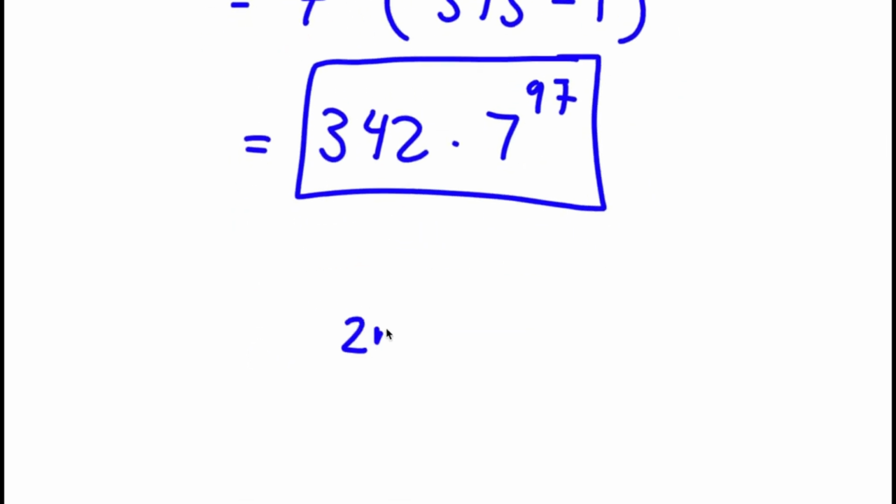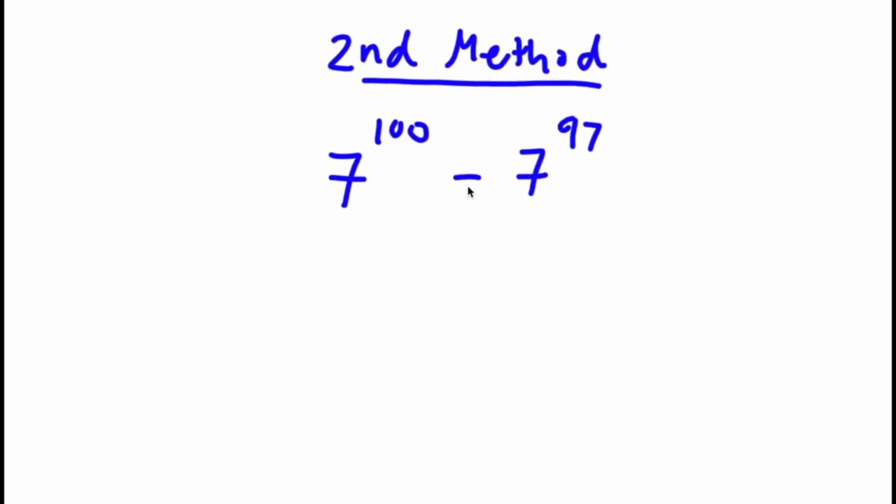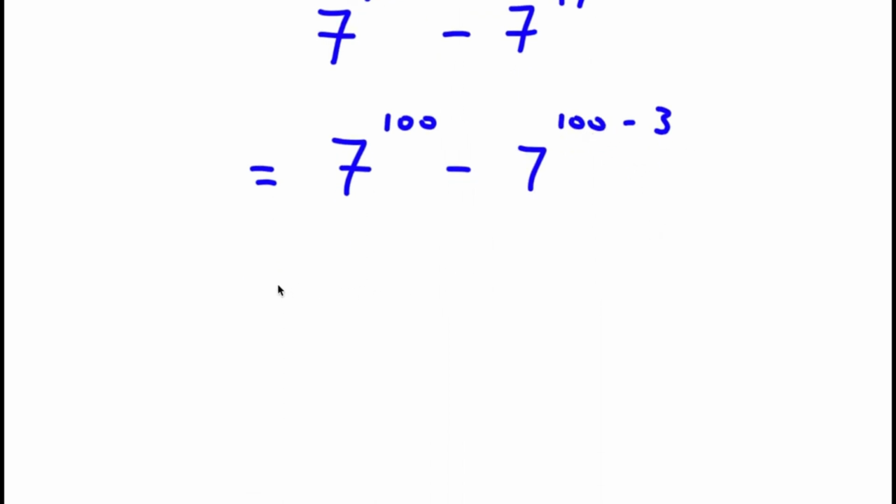Now, second method to solving this problem. So I first start with 7 to the power of 100 minus 7 to the power of 97. So before, we replaced 100 with 97 plus 3. But now we're going to replace 97 with 100 minus 3. So now I have 7 to the power of 100 minus 7 to the power of 100 minus 3. So now I'm going to rewrite 100 minus 3 as 100 plus negative 3.